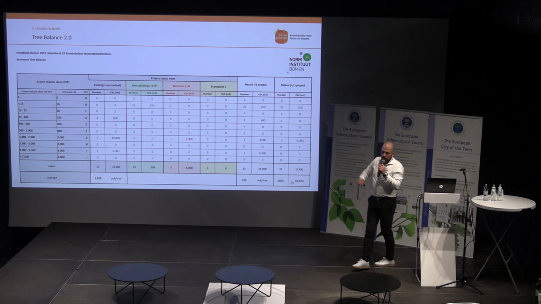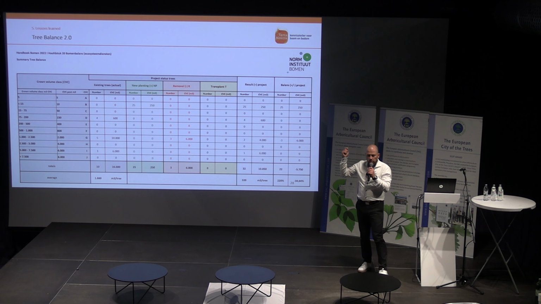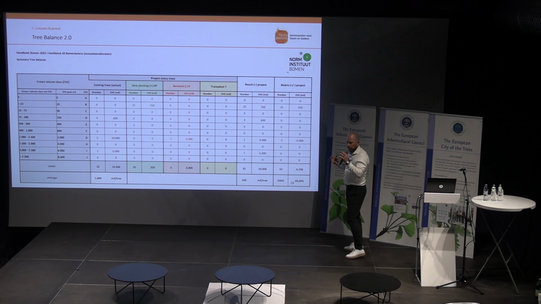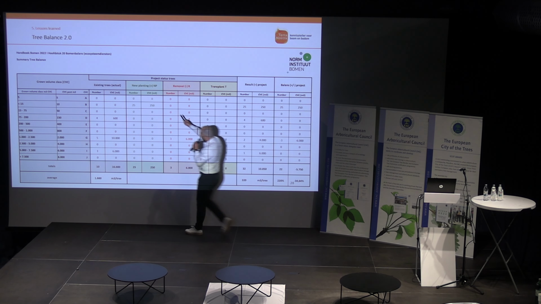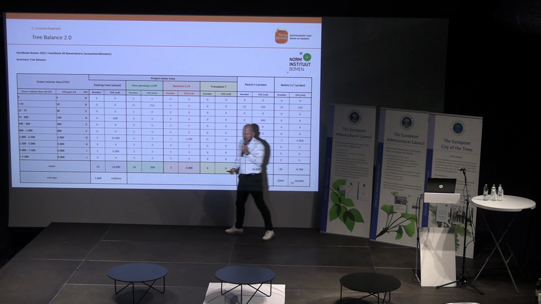So in the Netherlands we developed, there is an institute called the Norm Institute, and they introduced the Tree Balance 2.0. They said we're not counting the number of trees, but we are calculating the canopy volume. And this is just an easy example of an existing project where we have 10 trees with a total of 16,600 cubic meters of canopy volume.